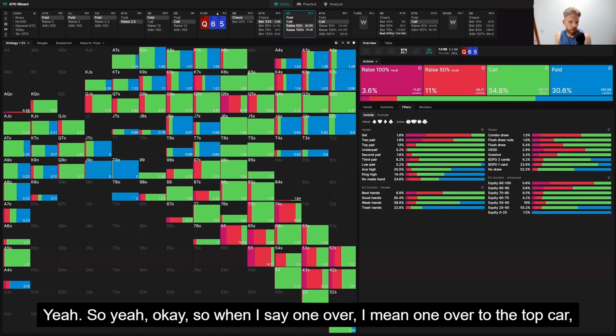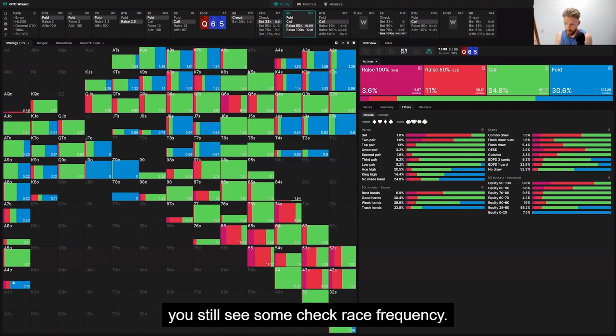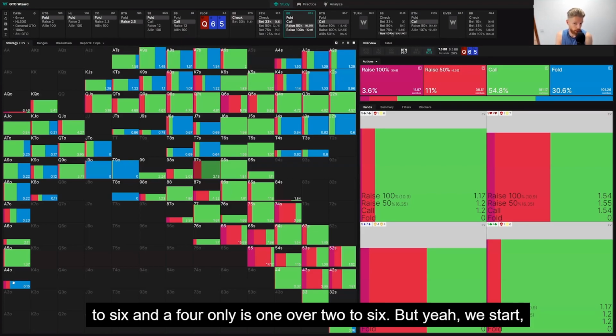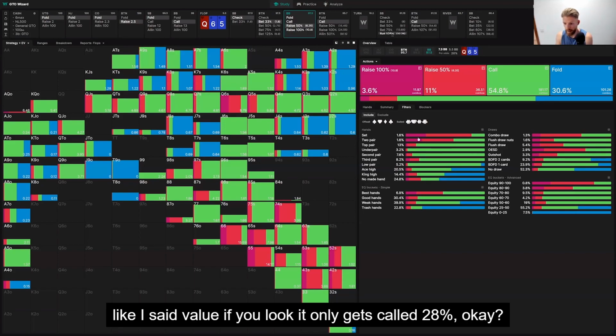Okay. So when I say one over, I mean one over to the top card. But yeah, it has two overs. So Ace 4, for example, you still see some check raise frequency. It's the same concept. But Ace 7 is obviously better because that has 2 overs to the 6, and Ace 4 only has 1 over to the 6. But yeah, if you look at the range here, like I said, value, it only gets called 28%. Okay.